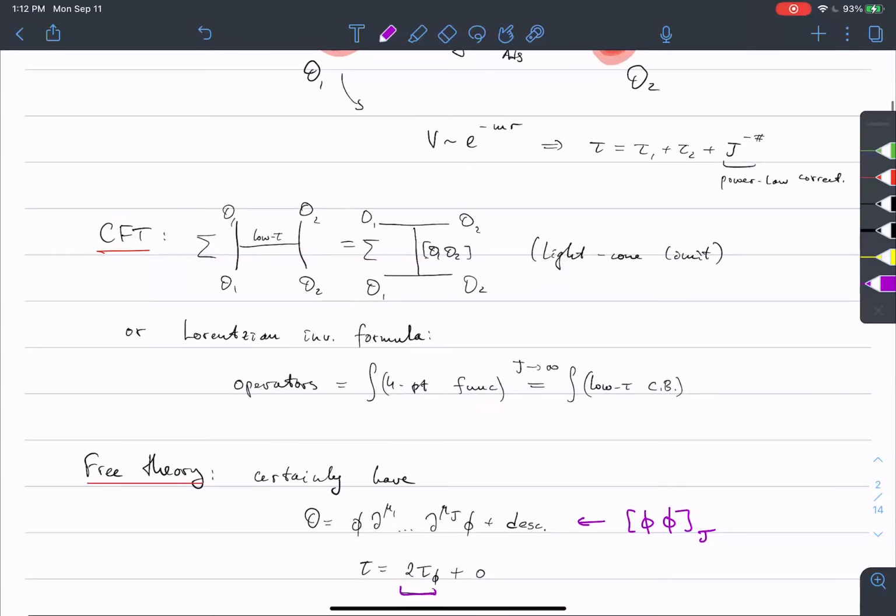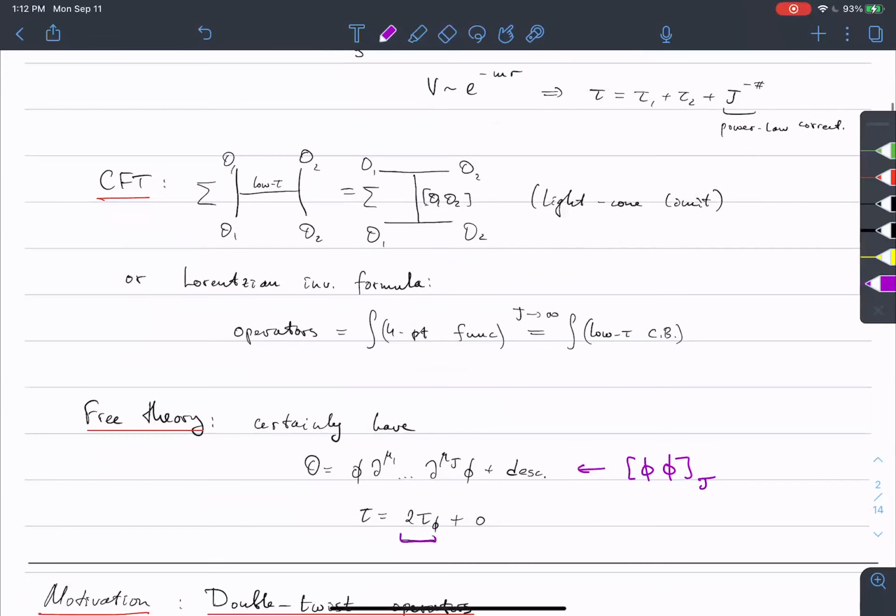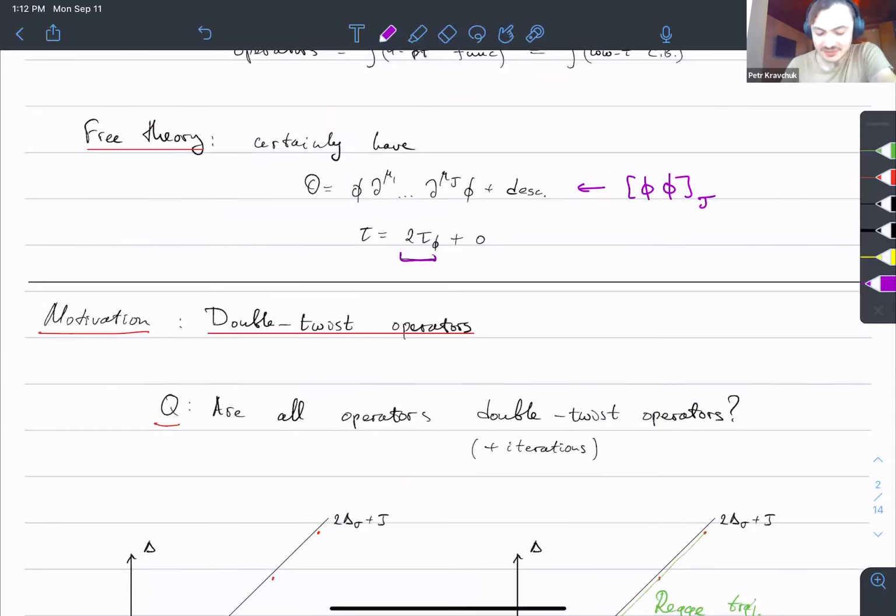So, Petr, one question. Yeah. Are there operators in CFT with large spin which are not of this type? That's a good question. That's actually exactly what I'm going to come to. I'm not going to be able to answer it completely, but yeah, that's the question.